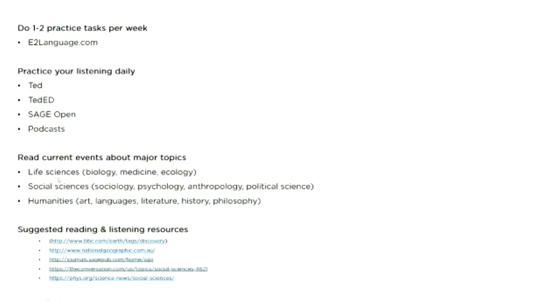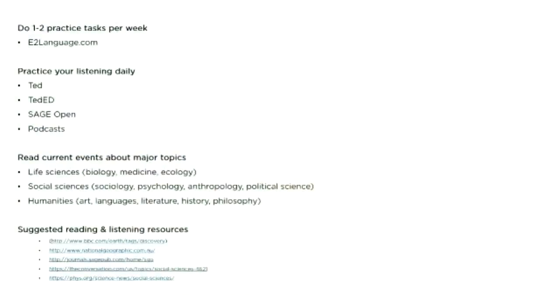So what I would do is read an article from one of these 3 categories each day, to start getting a wider range of knowledge of these topics. It helps to familiarize yourself with the topics, and it's really great for vocabulary development as well. So I've put here at the bottom of the screen some reading and listening links that you might want to use.